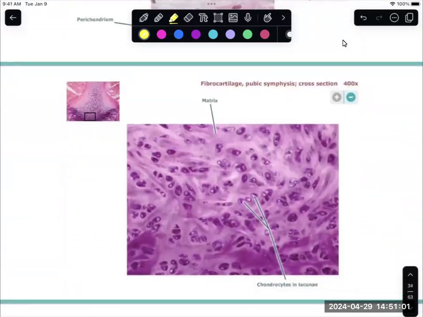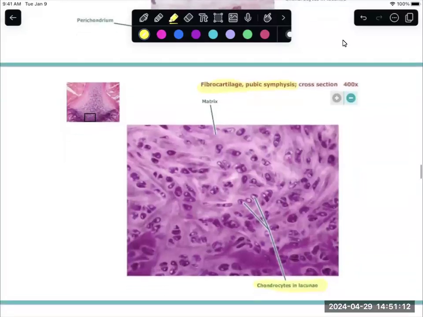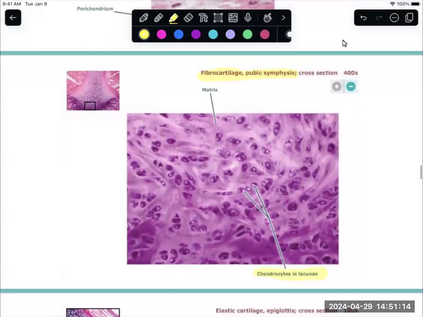Here is that fibrocartilage again, this is at your pubic symphysis in the front of your pelvis. Here, these chondrocytes pick up dye. So they're picking up that dark stain. That's another thing that makes fibroblasts different. They also have all that collagen fibers, that dark pink collagen fibers spread throughout.